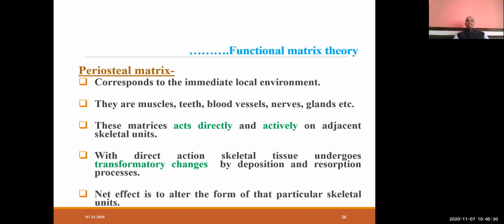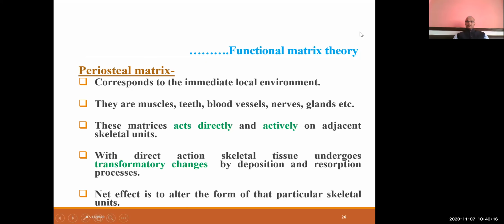So these matrices act directly and actively on the adjacent skeletal unit. And with the direct action, skeletal tissue undergoes transformatory changes by the deposition and resorption process. So the net effect is to alter the form of the particular skeletal unit.